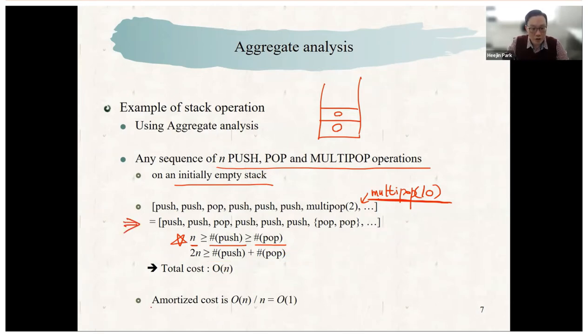And now let me introduce the amortized cost. The amortized cost is a virtual cost that is the total cost over the number of operations. So it is big O of 1. It is the average cost of each operation.